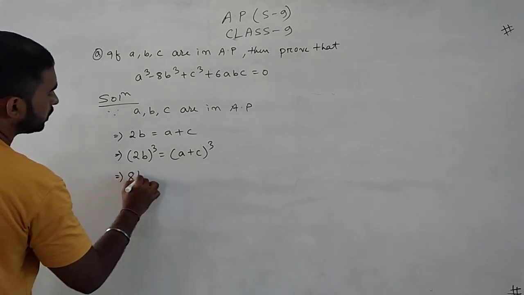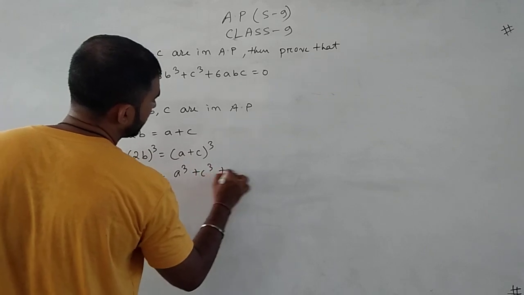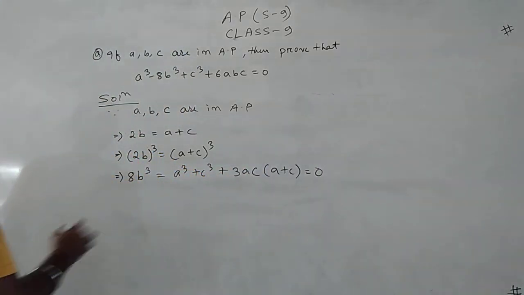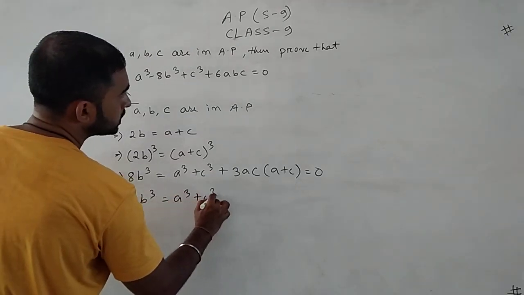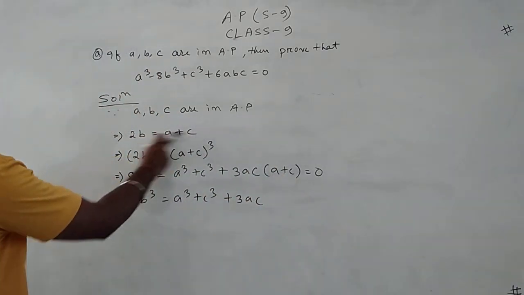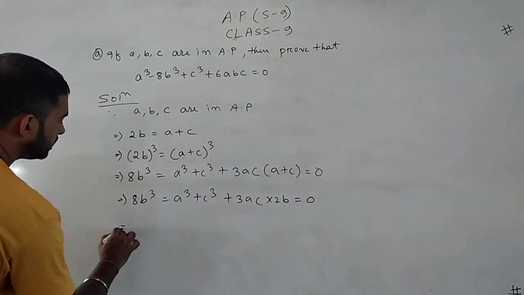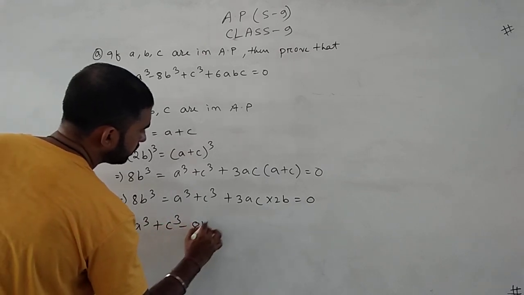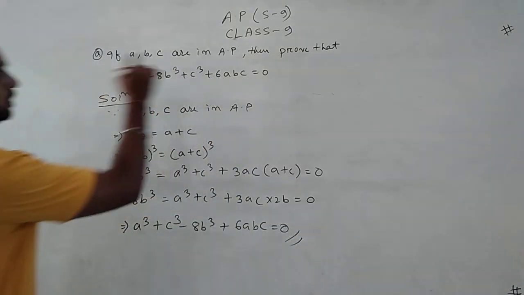It is 8B cube, and this is equal to A cube plus C cube plus 3AC into (A plus C). Now what is A plus C? A plus C equal twice B. So replace this one by twice B. A cube plus C cube minus 8B cube plus 6ABC equal to 0. Done.